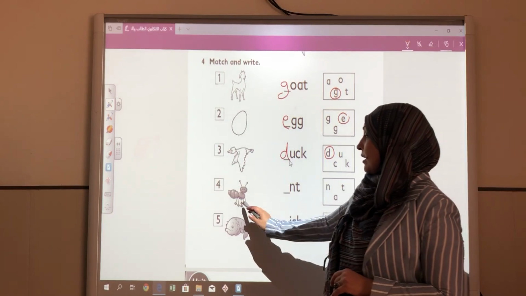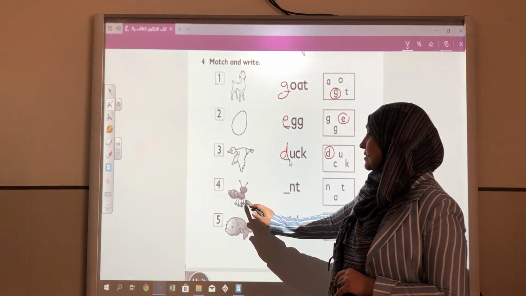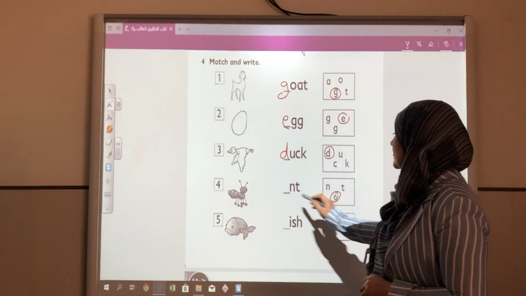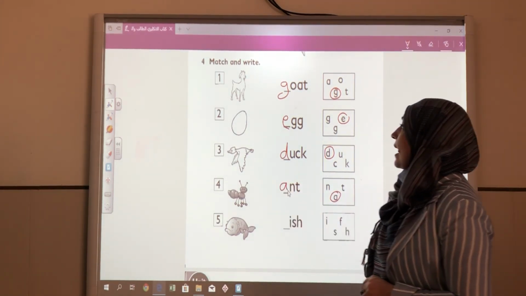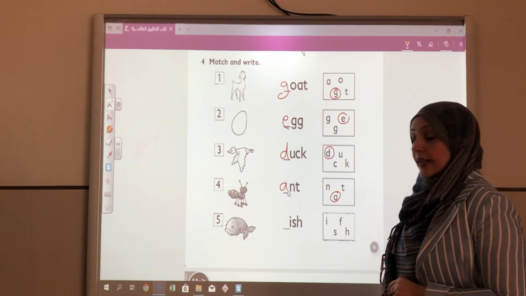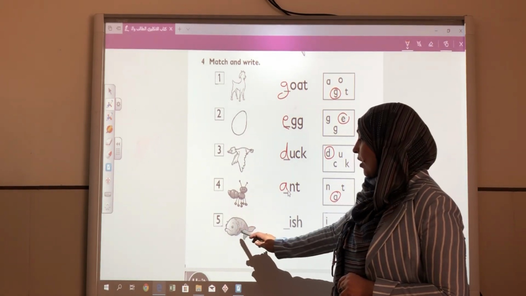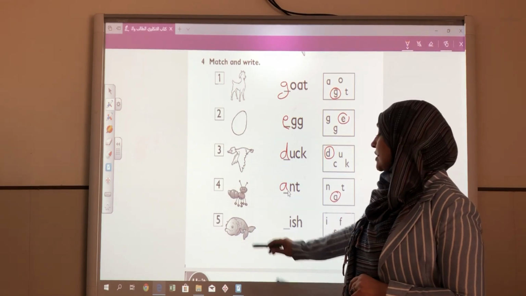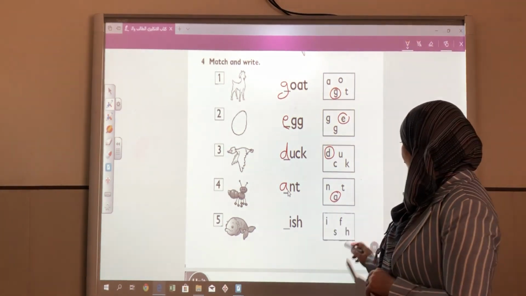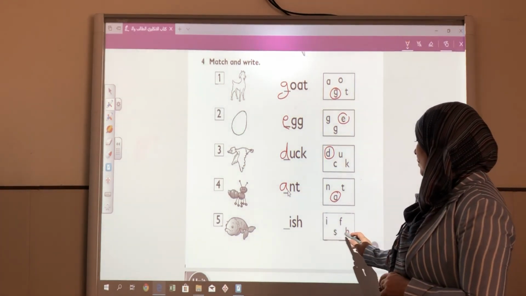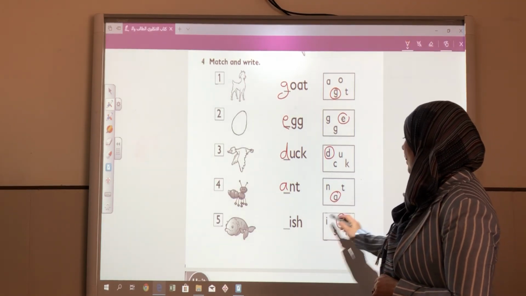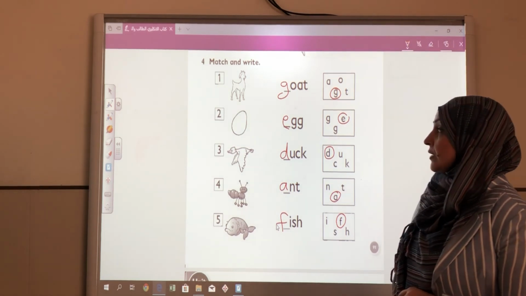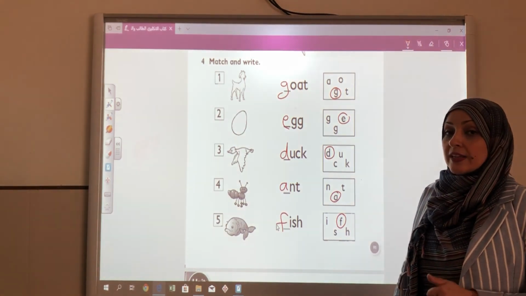Number four. It's ant. Ant start with A. Yes. Ant. Again, at the last one, number five, what this one? Fish. Fish start with letter F. Where's the F? This? No. This? No. F. Fish.